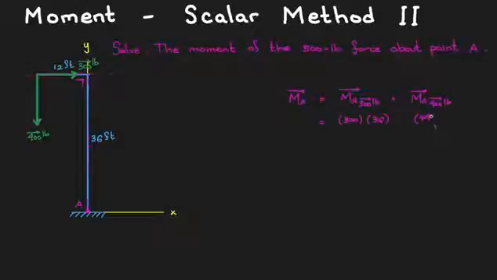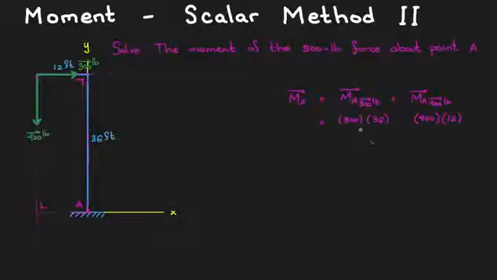The force is 400, and the only perpendicular distance from the line of action of this 400-pound component to reach point A is 12 feet. So therefore 400 must be multiplied by 12. 400 is the force, 12 is the distance.